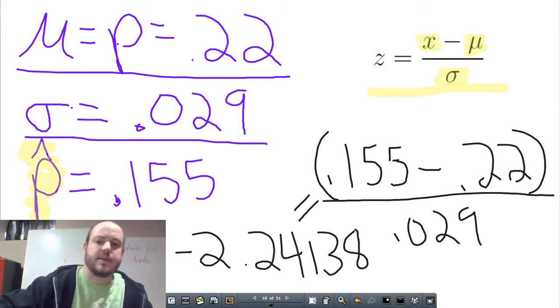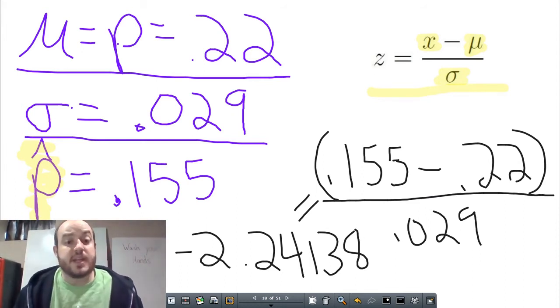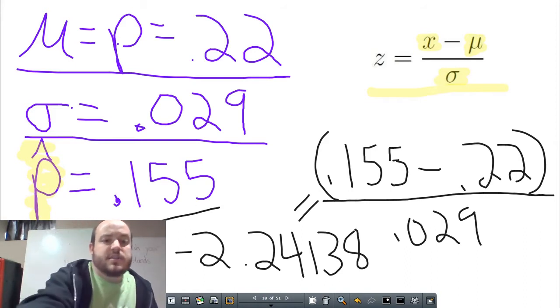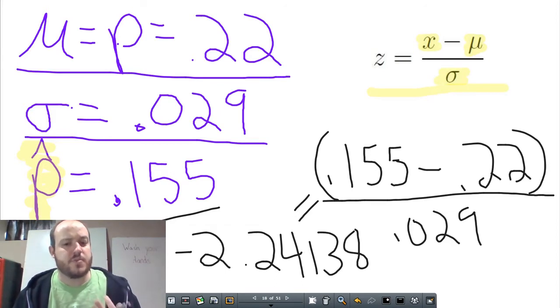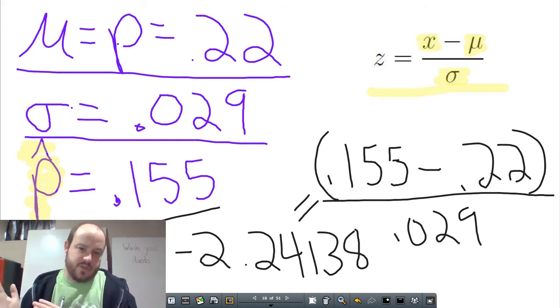0.24138. All right. So what does this mean? It means that our sample proportion of 15.5% of women is almost 2.25 standard deviations below the mean. Now remember, 2 would make you unusual, so we are beyond that. Also remember, the negative is what tells us we're below the mean instead of above it, all right?